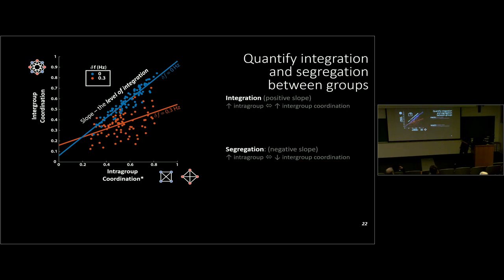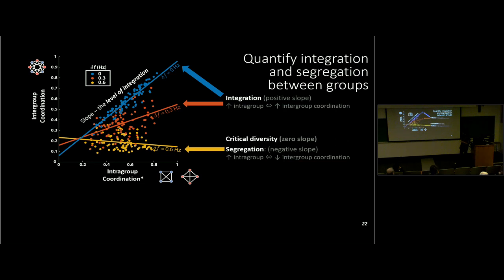And if the slope is negative, as in the case of high levels of diversity, it means that more intragroup coordination leads to less intergroup coordination. It leads to segregation. So I can ask, what is the critical level of diversity that differentiates the regime of integration and segregation? I can interpolate and find out it is about 0.5 Hertz.